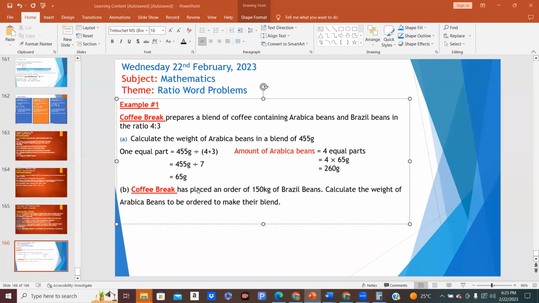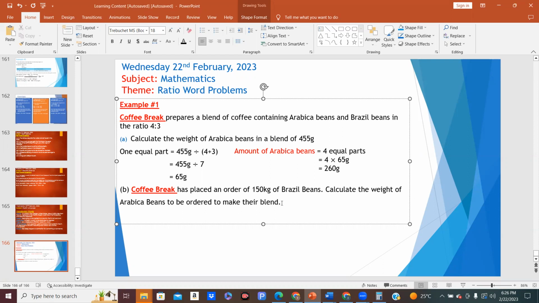So we know that Coffee Break placed an order of 150 kilograms of Brazil beans. We still keep the ratio of 4 to 3. But here we want to calculate the weight of Arabica beans to make their blend. Remember, the ratio stays the same, but do you think the equal part is going to stay the same? No, because just like the last time, we have to change our equal part. The first time we had 195 Brazil beans, this time we only have 150, so one equal part is not going to be 65 anymore. We need to figure out how to get one equal part.